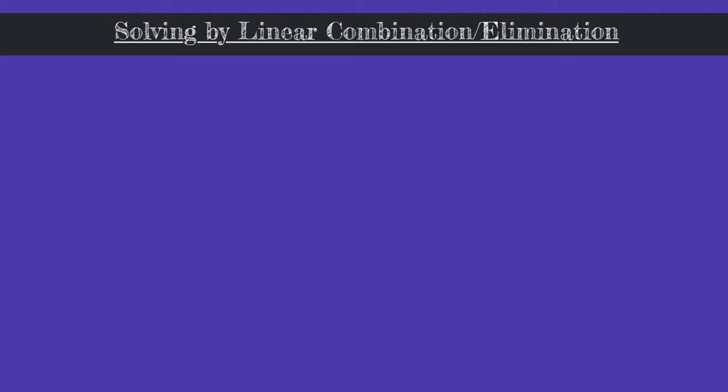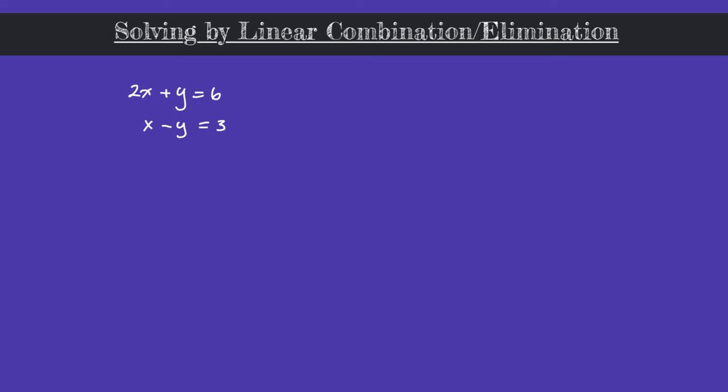Hey guys, in this video we are going to be talking about solving systems of linear equations by a method called linear combination, or you may have also heard it called elimination. They are the same. And so let's go ahead and do our first example. In this first example, we have 2x plus y is equal to 6 and x minus y is equal to 3.